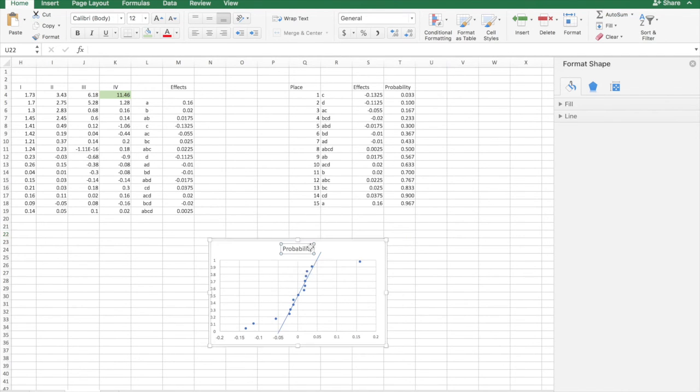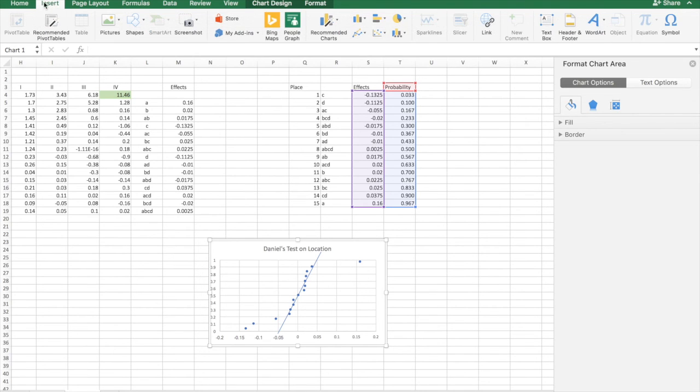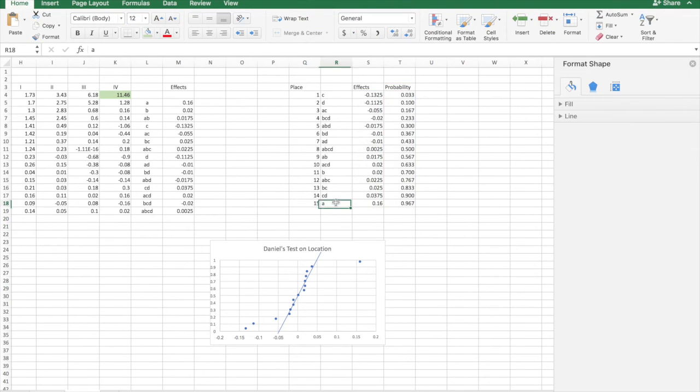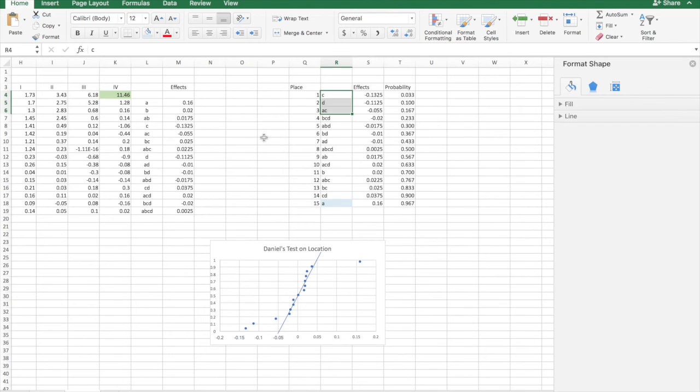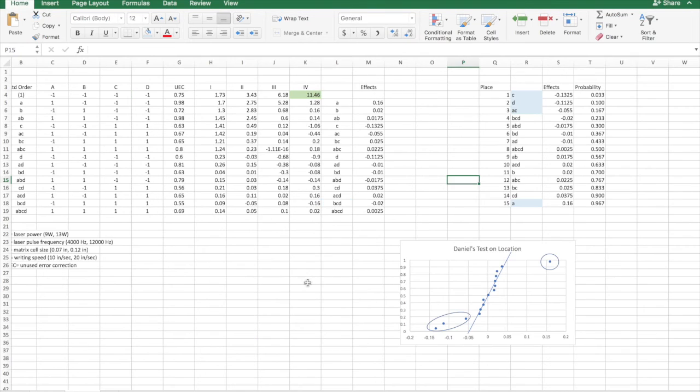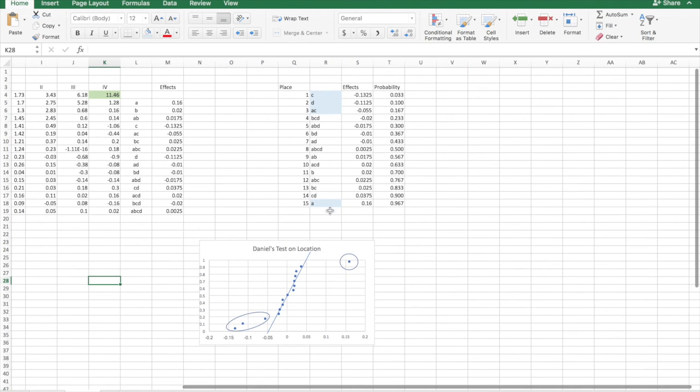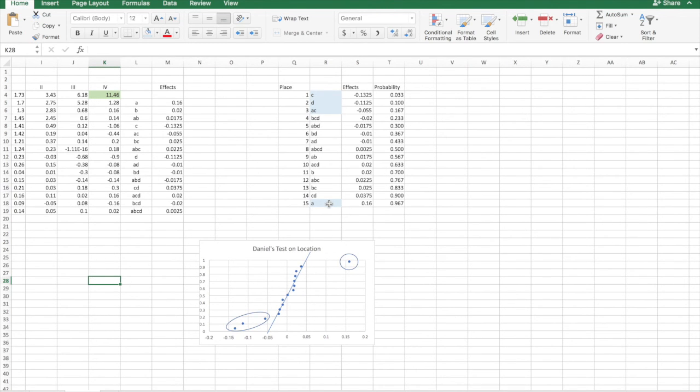So this one is Daniel's test on location, because we're seeing which ones are significant. And from here we saw that A is significant and C, D, and AC are also significant. Okay, so now we have performed a Daniel's test, and we have found that factor C, factor D, and the interaction between factors A and C are significant.